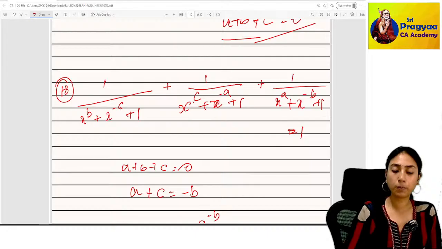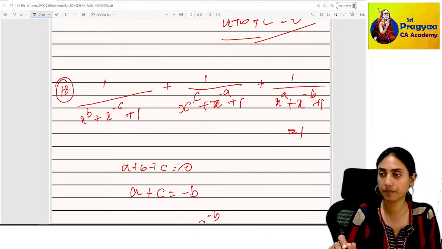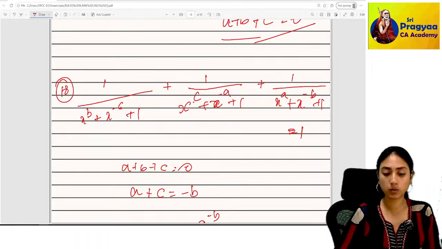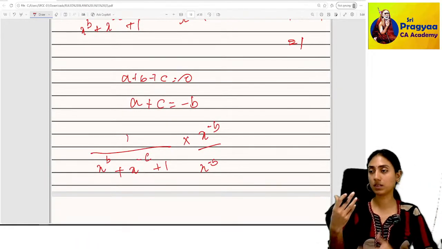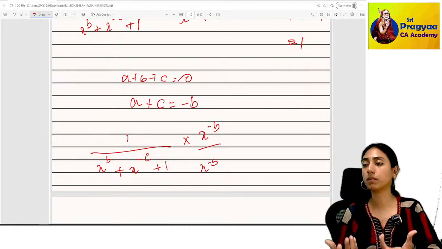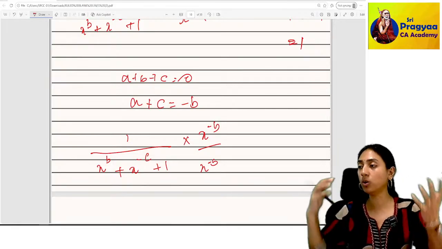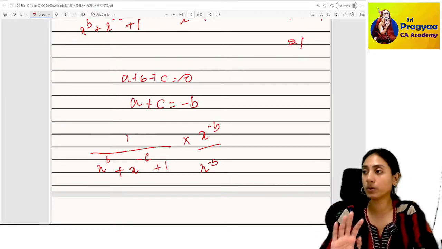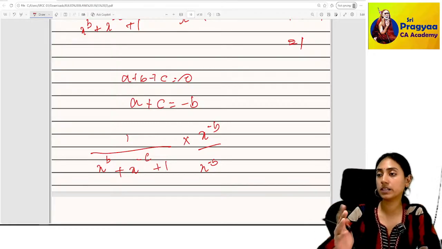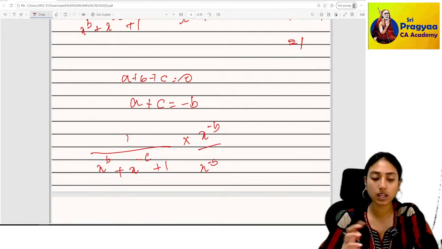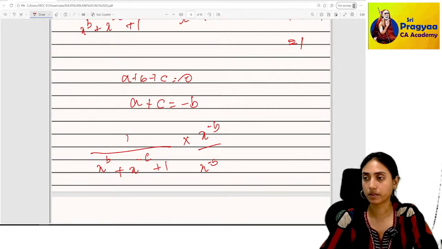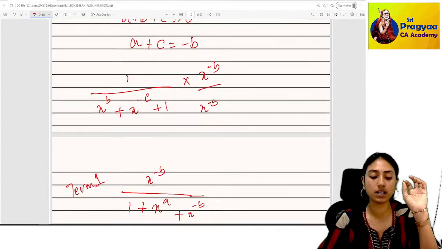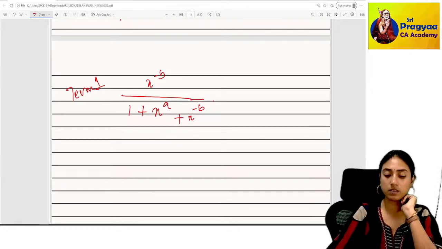Okay? So when will it be 1? When the numerator and the denominator are the same. That is why, at random, I can say multiply with my x power minus b. How will you know? We go by logic. What do I want? I want the numerator and denominator to be the same. How can I make that same? By multiplying some elements to it. So now I have taken the first term like this.